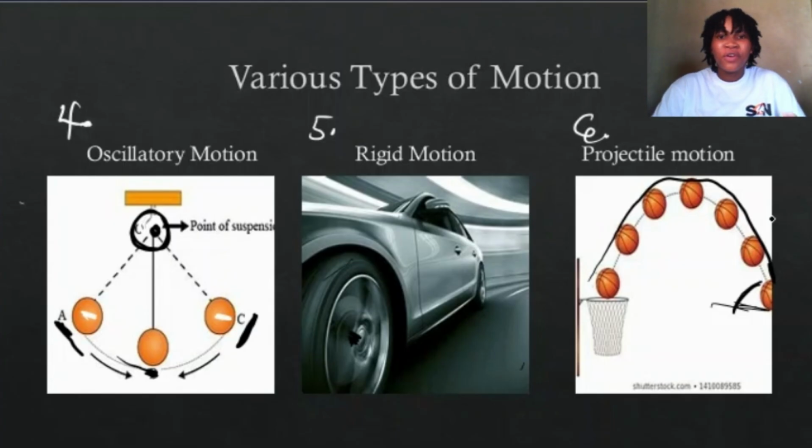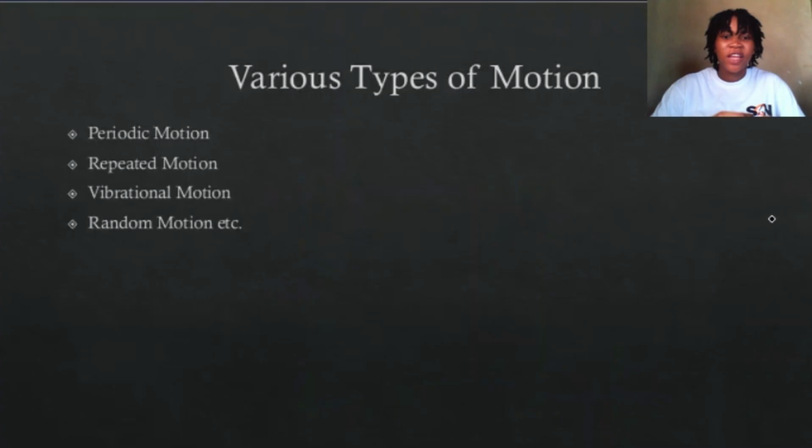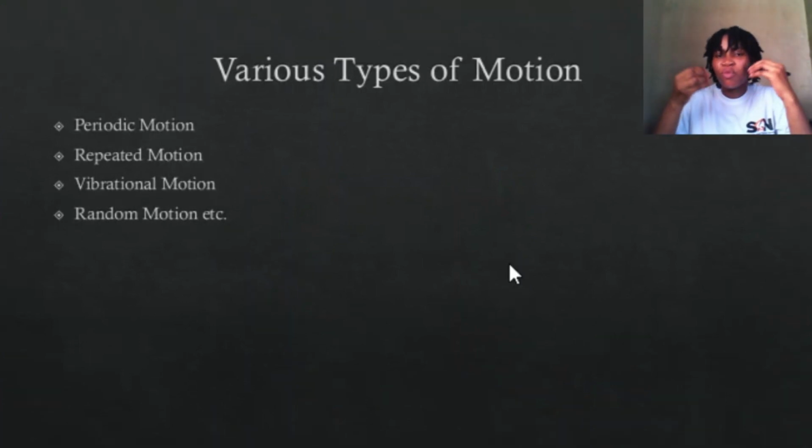We have various types of motion. We have periodic motion, repeated motion, vibrational motion, simple harmonic motion. We have a lot of things. We'll be looking at most of these types of motion in our next videos or in our subsequent videos.